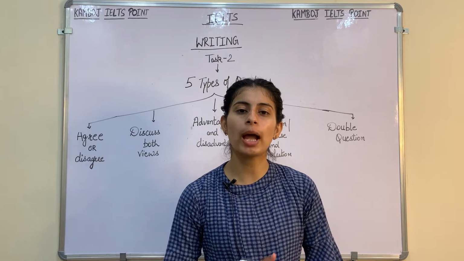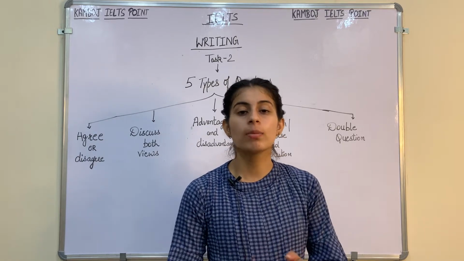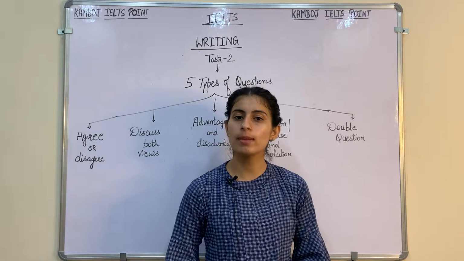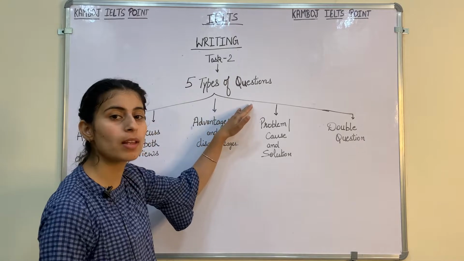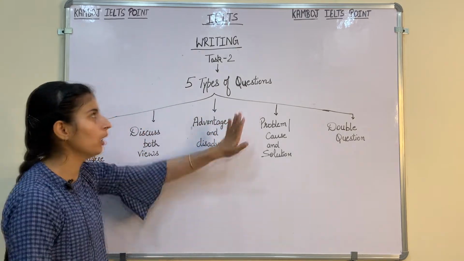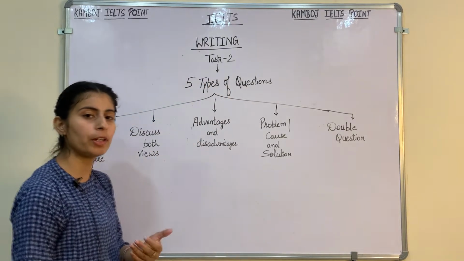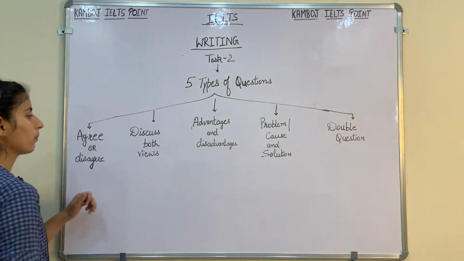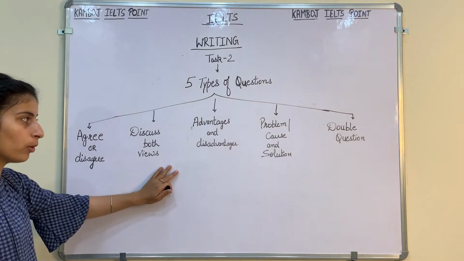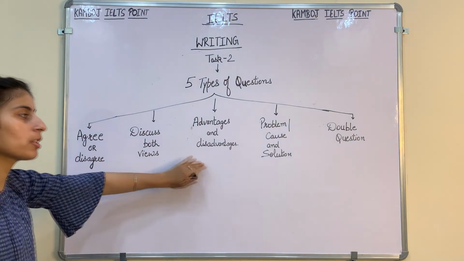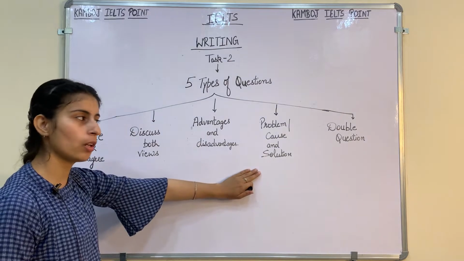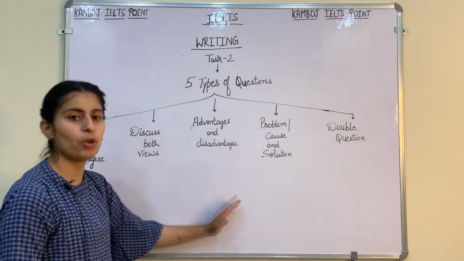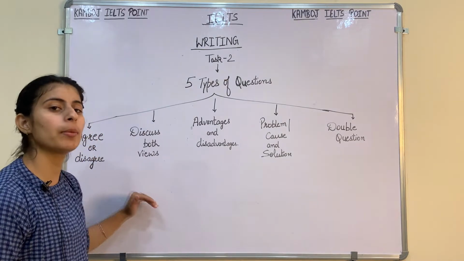This video is for both academic as well as general IELTS students because writing task 2 is similar for both types. So without wasting much time, let's begin with the types of questions that you can get in your exam. In writing task 2, we have 5 different types of questions. The first one is agree or disagree type of question. The second is discuss both views, advantages and disadvantages, problem, cause and solution, and double question. So let's discuss these things in more detail so that you can understand in a better way.